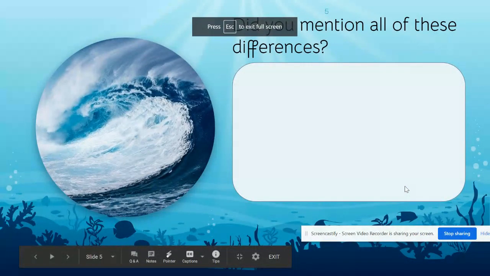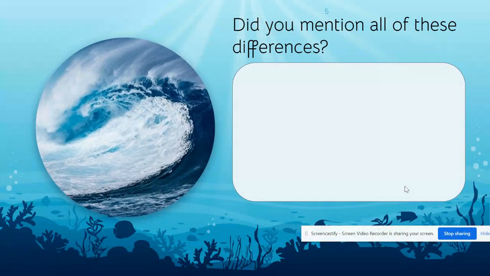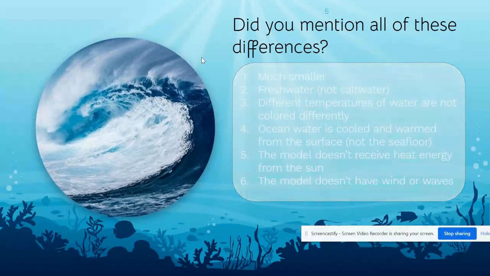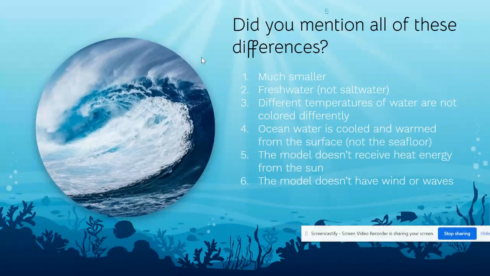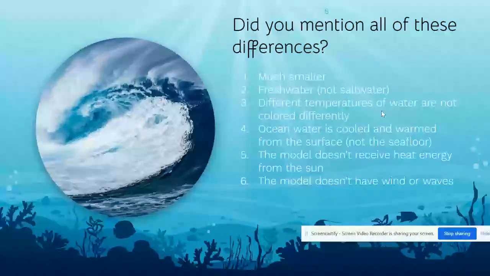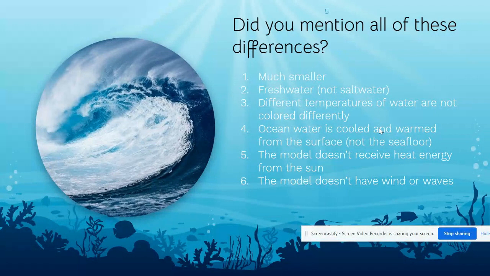Okay, so did you come up with a list of 6 differences? Check your list against this one here. Of course, the model that I just showed you was much smaller. There's fresh water and not salt water in that basin. Different temperatures of water are not colored differently. Ocean water is cooled and warmed from the surface, not the seafloor. The model doesn't receive heat energy from the sun, and the model doesn't have wind or waves.